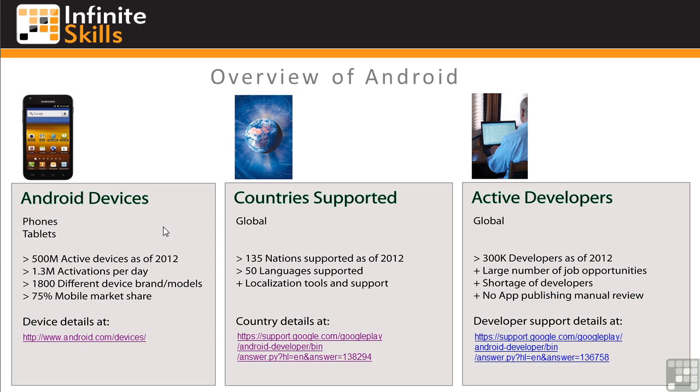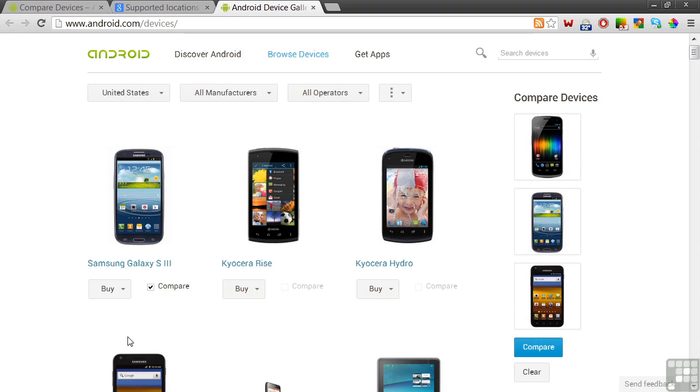As of 2012, there are over 500 million active devices. There are over 1.3 million activations per day, and over 1,800 different device brands and models. And Android has just over 75% of the mobile market share. Android has a website with a nice web page where you can see the listing of these devices. So click on this link down here, and here we see the list.